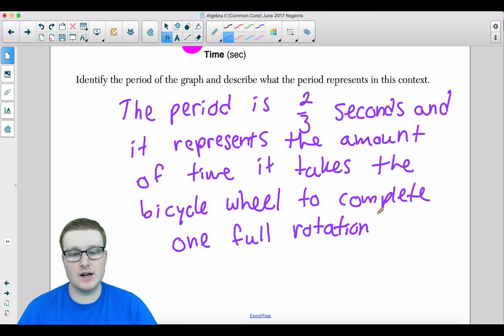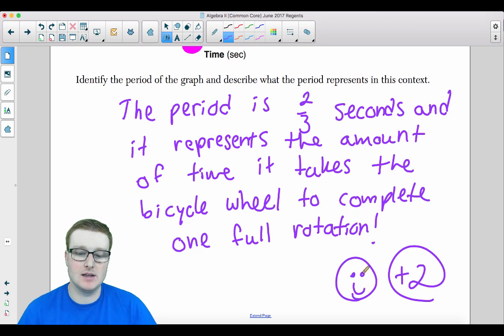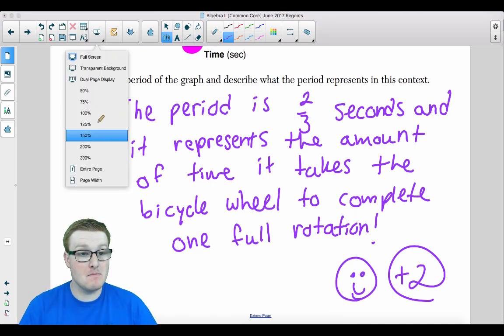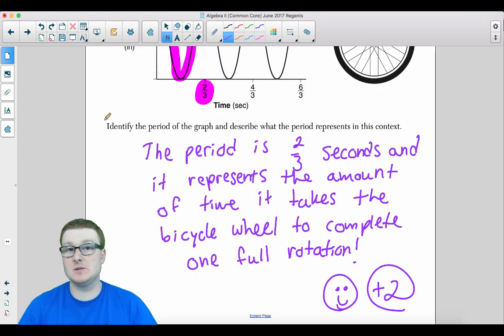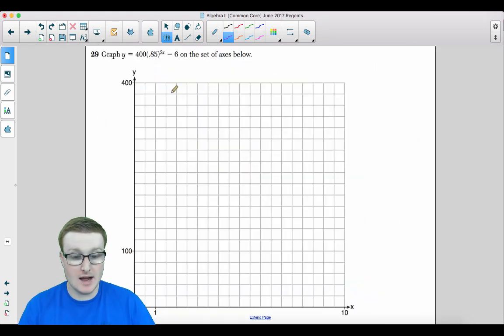That would give you full credit, folks. That would give you the plus 2 points. Happy, happy. That will give you 2 points on the exam. So that's how you do that question. Not too bad. You just have to be very specific with your wording. Moving on to number 29.